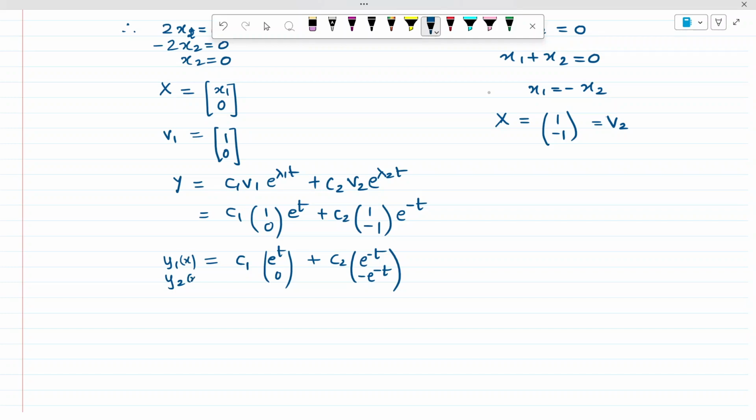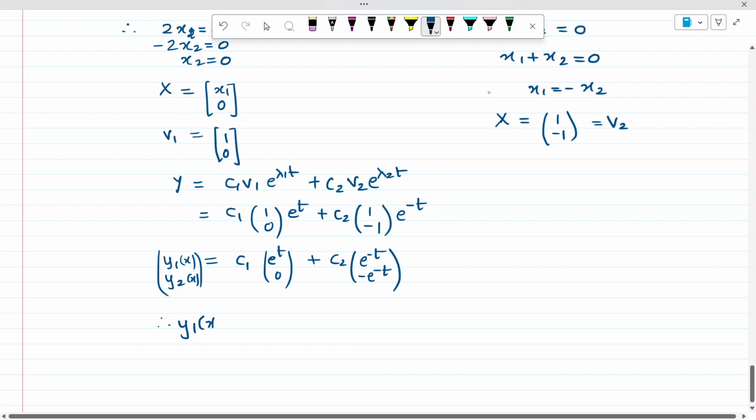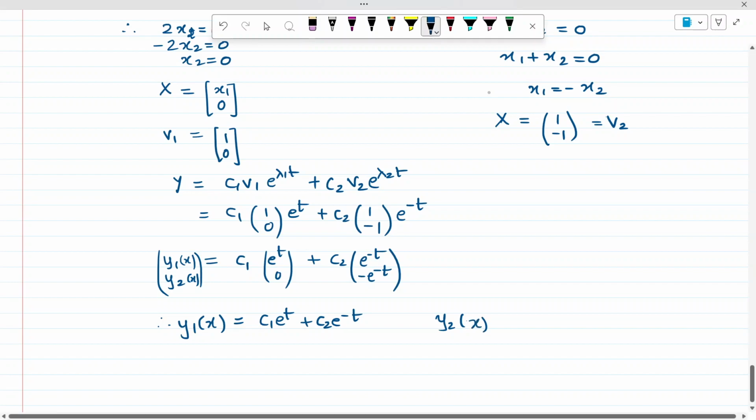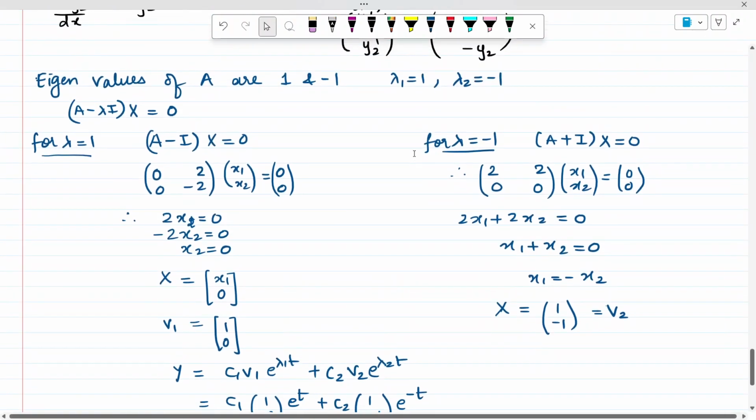So this implies that y1 of x is c1 e raised to t plus c2 e raised to negative t, and y2 of x here is negative c2 e raised to negative t. So this is your required solution to the system. I hope the matrix method is clear.